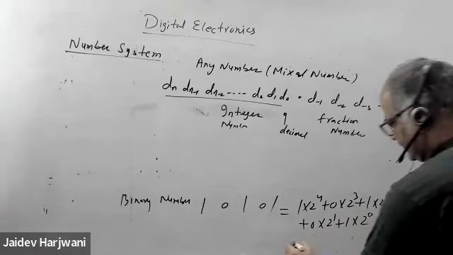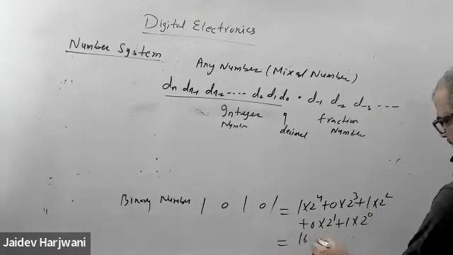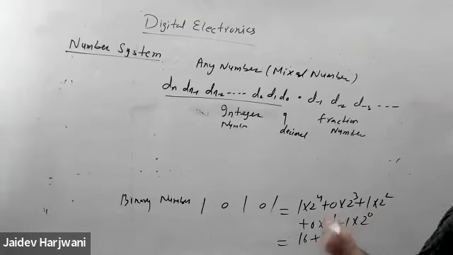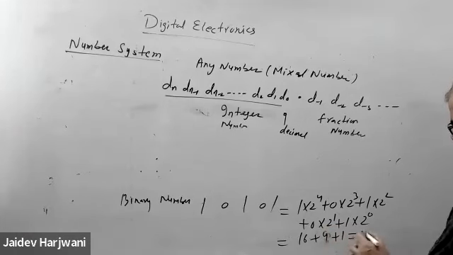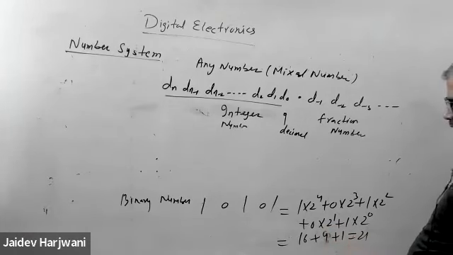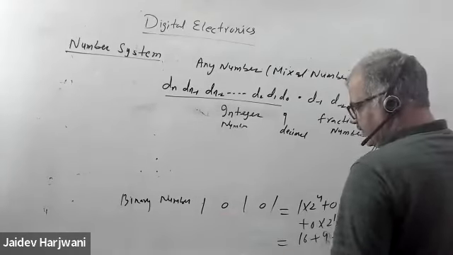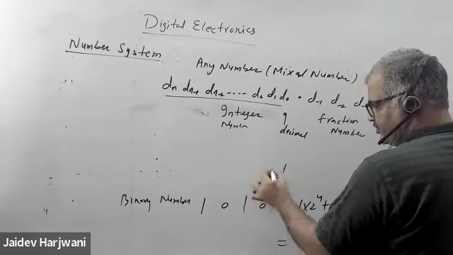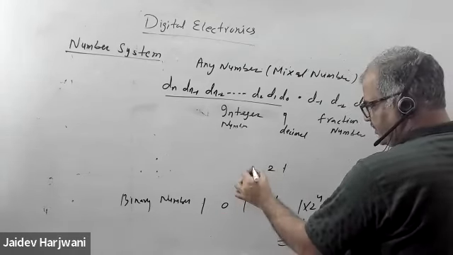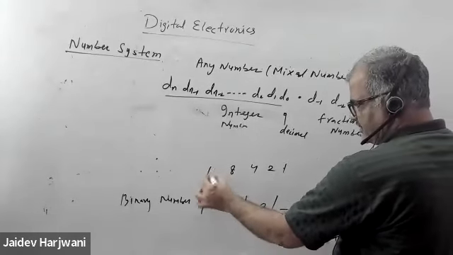If I solve this, what do I get? I get 16, plus 0, plus 4, plus 0, plus 1, which gives 21. So if you want to convert any binary number into a decimal number, just write their weights. The first position weight is 1, the second position weight is 2, the third position weight is 4, the fourth position weight is 8, the fifth position weight is 16.